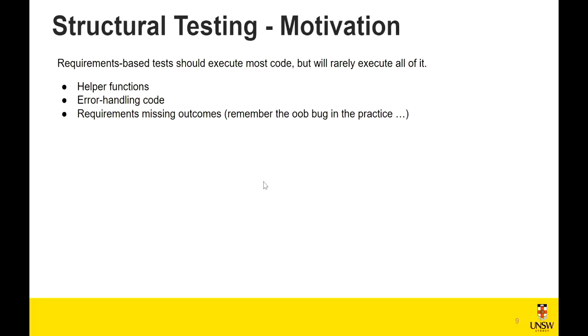Here are some cases where black box testing may not do well. For example, in some programs, we could have some helper functions which are not directly related to the specifications. They are just some utilities. For these functions, because they are not specified in the requirements, we can't effectively test them using black box testing.